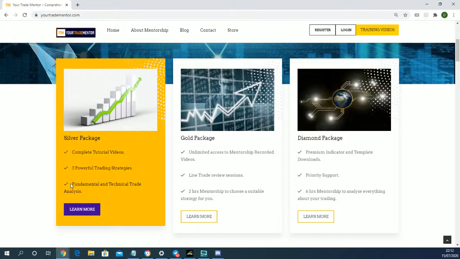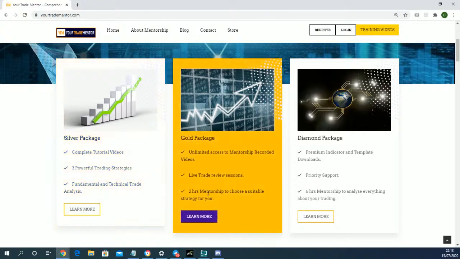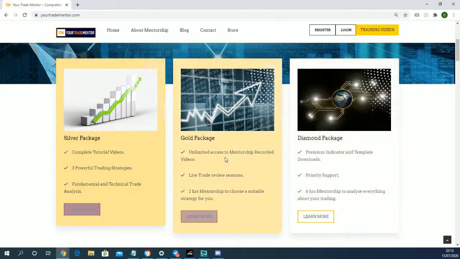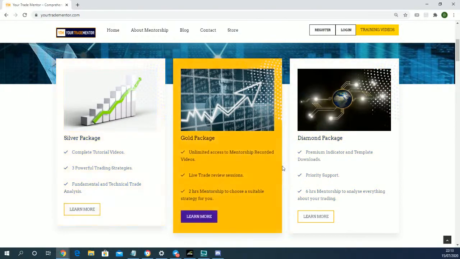You asked about fundamental and technical. Yes, these are all part of it. Some of this would cost you quite a lot of money if you were going to pick it up in the market. But we have these 3 packages, and as you can see, all of them have the same thing.